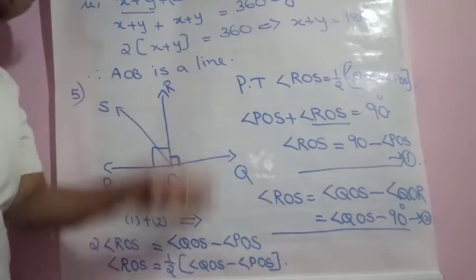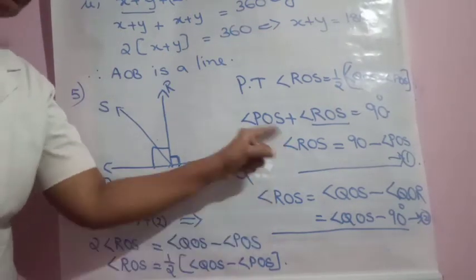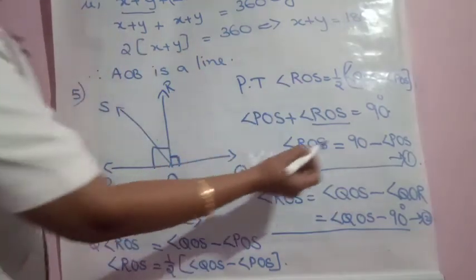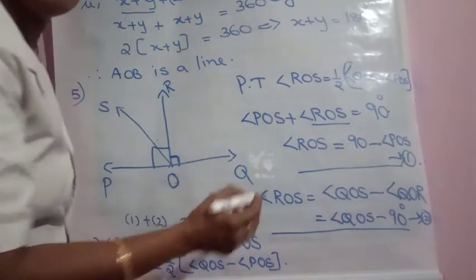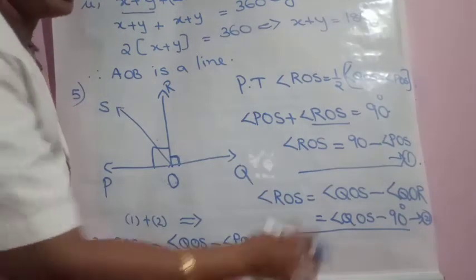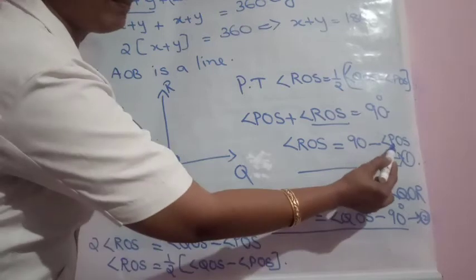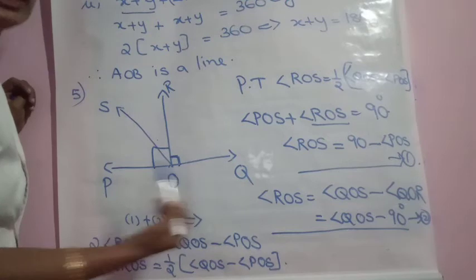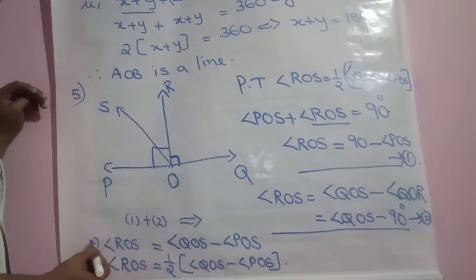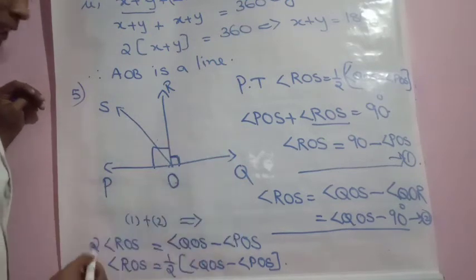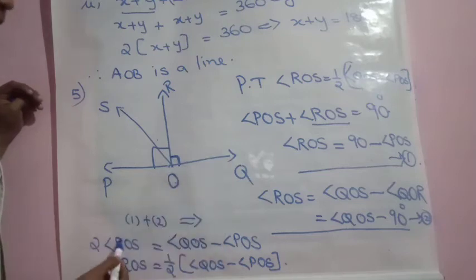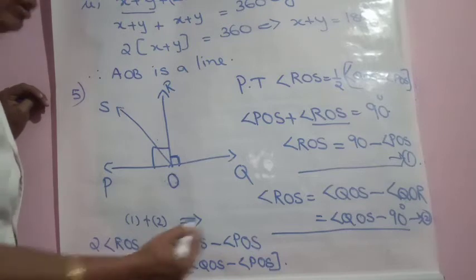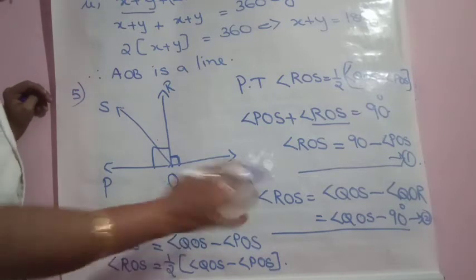So on your left hand side, 1 ROS and 1 ROS, their sum is 2 ROS. But look at the right side: 90 minus 90. When you are adding, what happens? They get cancelled. And QOS is positive but POS has a minus sign. So we can write QOS minus POS. Then you take this 2 to the right side. Transpose 2 to the right side. So ROS equals, on transposing 2, half into, inside the bracket, QOS minus POS.